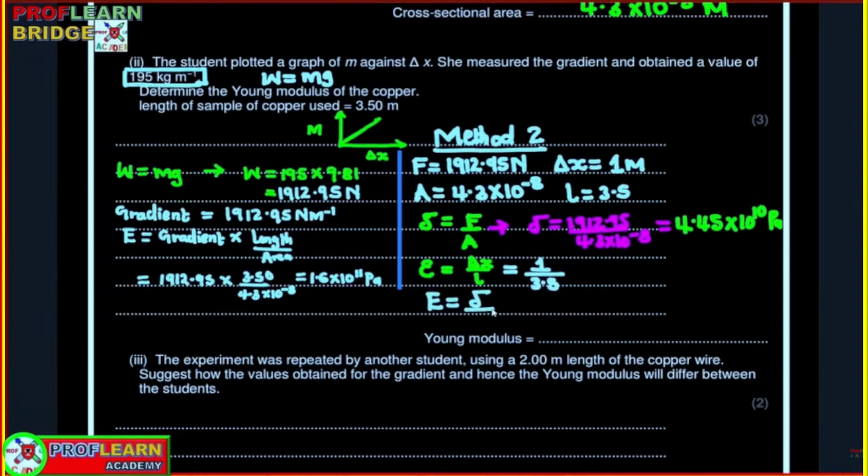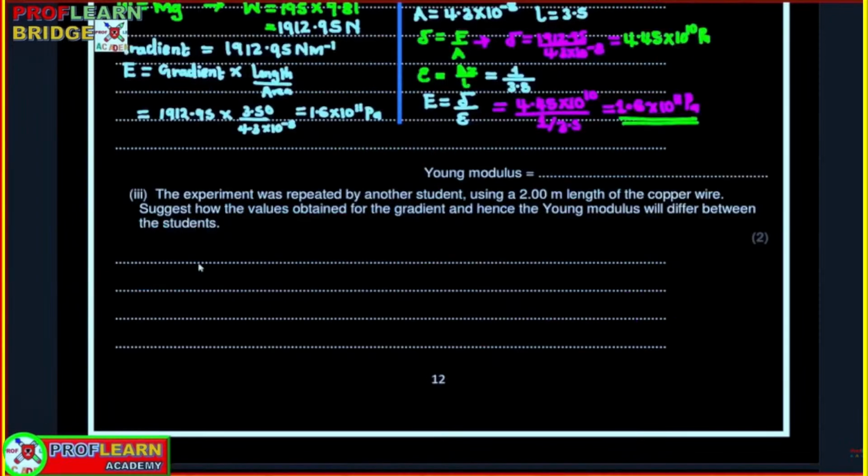But remember, Young's modulus is equal to stress over strain. Then we can substitute those values that we have there so that we can work out the Young's modulus. And if you work it out, you are going to get 1.6 times 10 raised to power 11 pascals, the same as the way we got it on the other method.